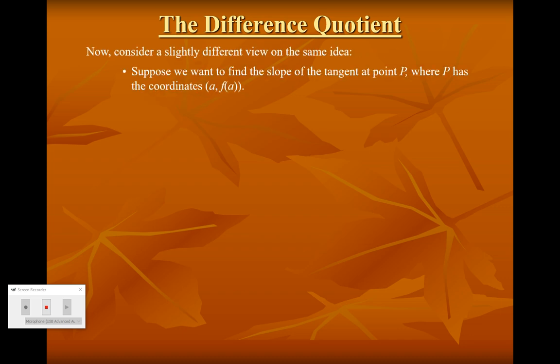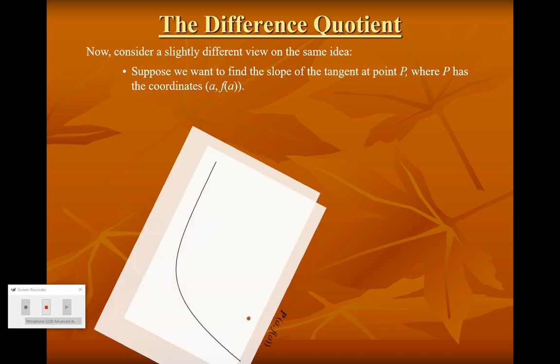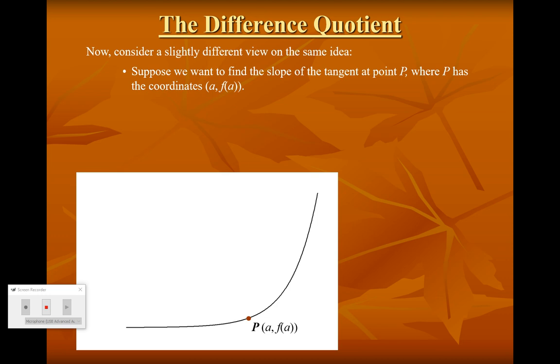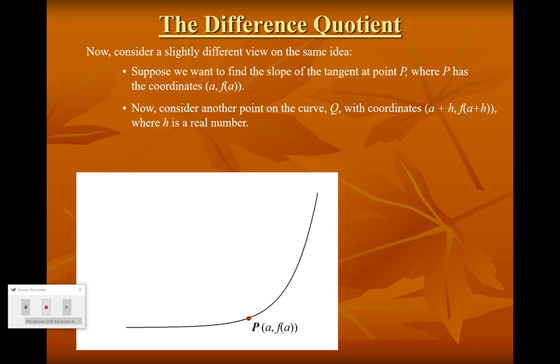Suppose we want to find the slope of a tangent at a point P, where P has the coordinates a, f(a). That may look complicated, but all I'm saying is you get an a value, and you sub it in to get the y value that goes with that particular a value. So that looks complicated, but in practice, it's not actually complicated to find the x and y pair there. Now, consider another point on the curve moved over a little bit. We're not going to go too far over. We don't want to get too far away from this.